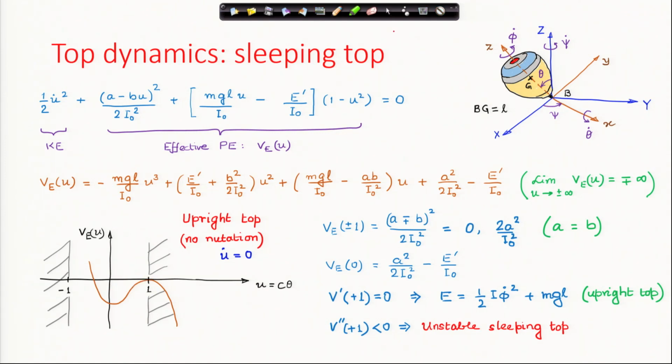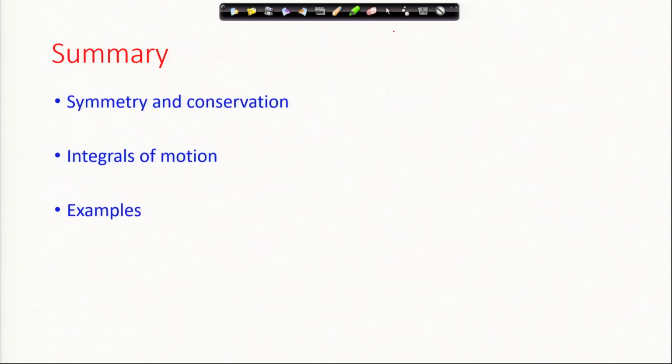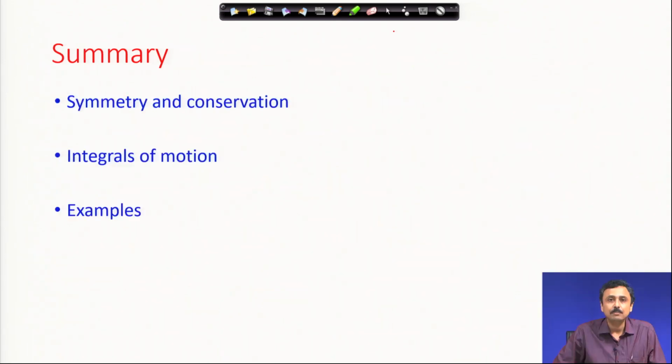More or less the qualitative behavior of the top is therefore found from this analysis. Let me just summarize. We have looked at some examples of systems where I have shown the application of infinitesimal symmetries, determining the constants of motion using them, and finally qualitatively finding out the dynamics of a system. With that I will conclude this lecture.